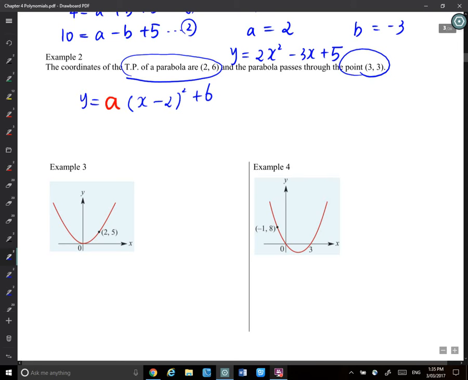x minus 2 squared plus 6, and then pass through the point 3, 3. So sub 3, 3 in. So 3 equals a times 3 minus 2 squared plus 6. That's 1, a plus 6 is 3, a equals negative 3. So y equals negative 3 times x minus 2 squared plus 6.